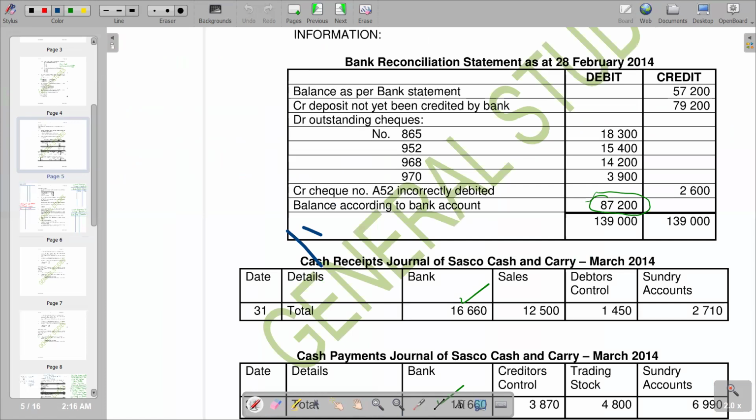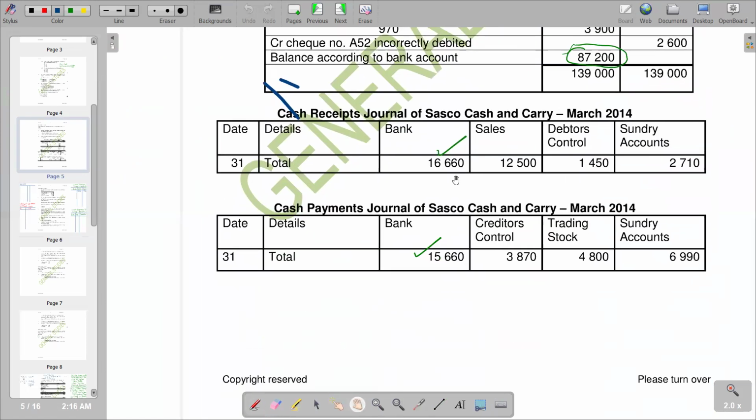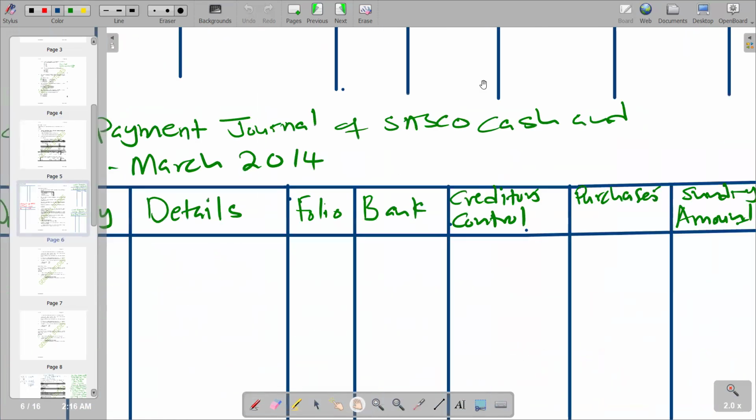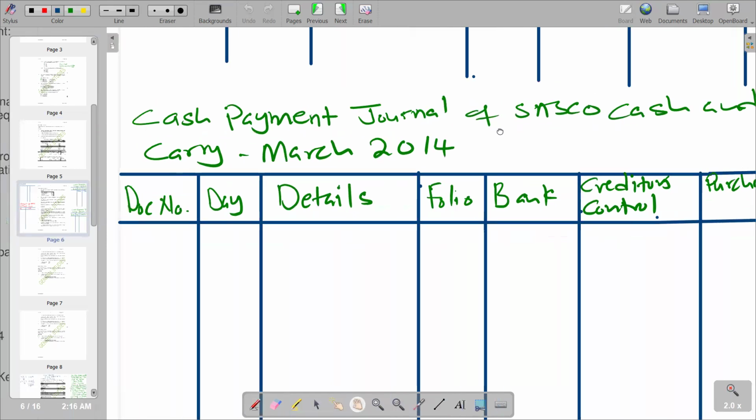So moving on to the next document that we have, the cash payment journal. We see that for the bank we have 15,660, creditors control 3,870, trading stock 4,800, and then for the sundry accounts we've got 6,990. So these are the opening balances that we are going to start with in the cash payment journal. So we've got our cash payment journal here.